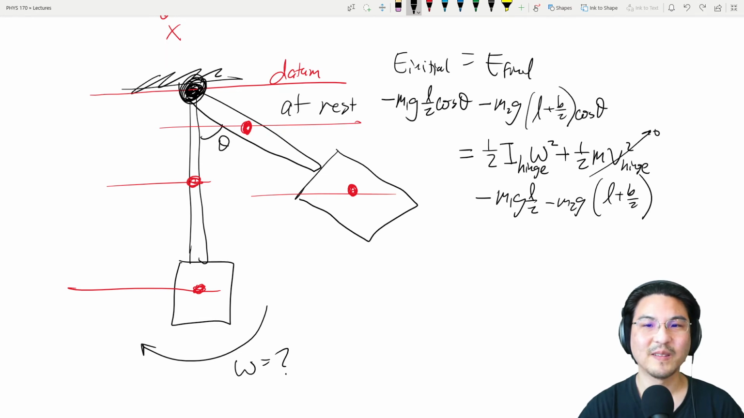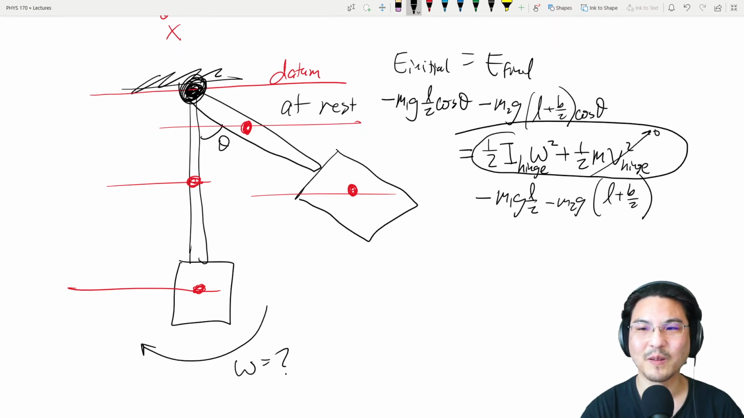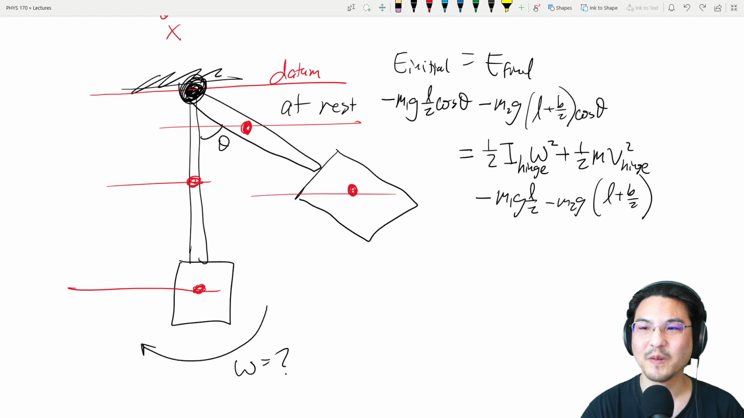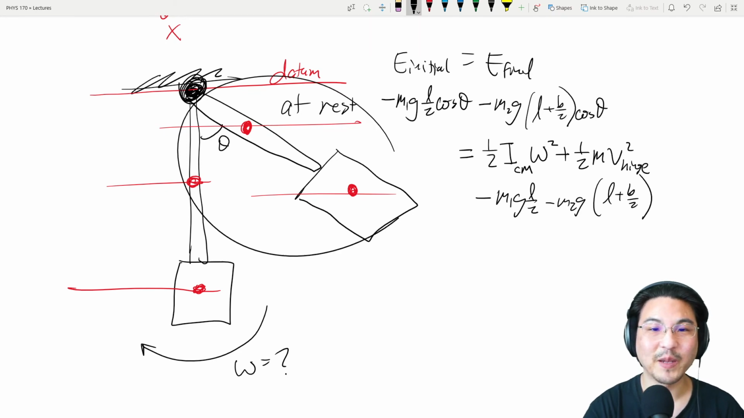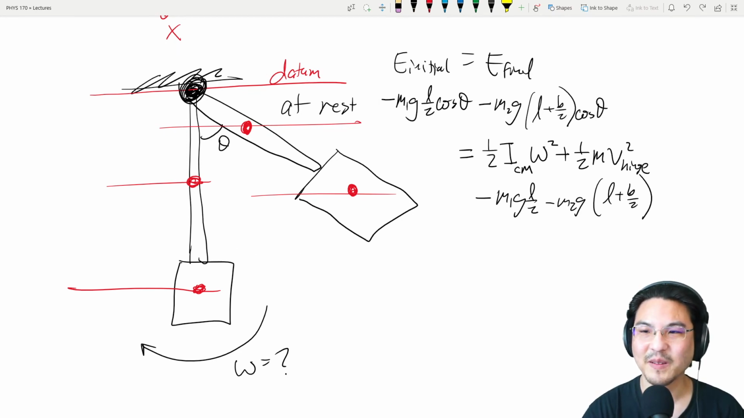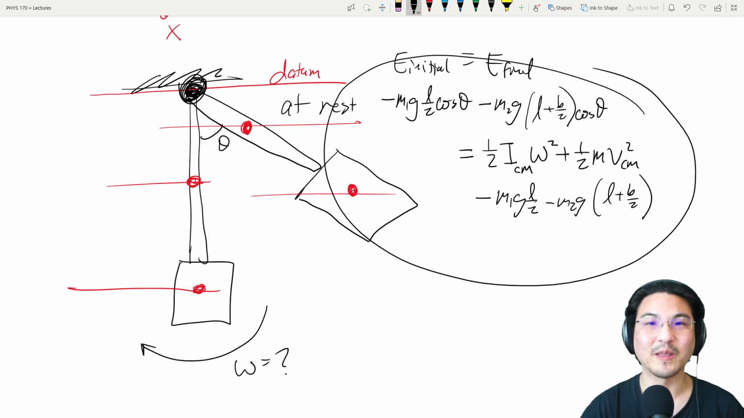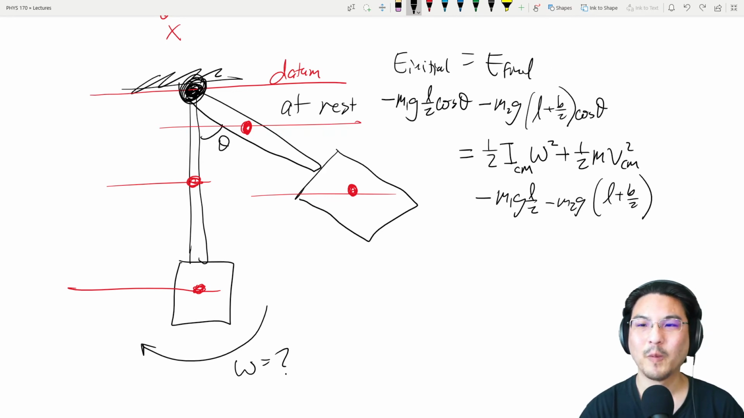That's one way, or let me recycle this, except I'm going to change the kinetic energy part. Okay, so see how I had moment of inertia about the hinge, velocity of the hinge. What if I did moment of inertia about the center of mass of the pendulum, and then the velocity of the center of mass of the pendulum? This is also correct. You'll get the exact same answer.